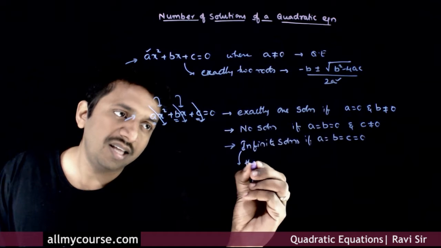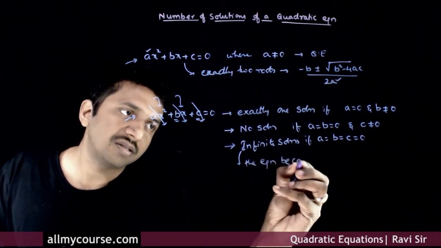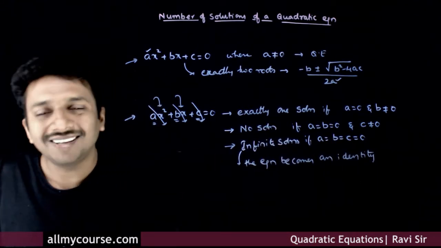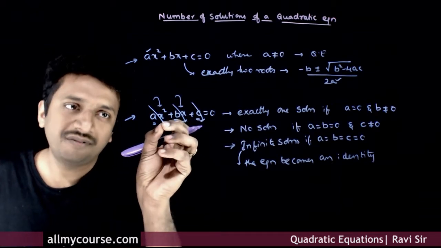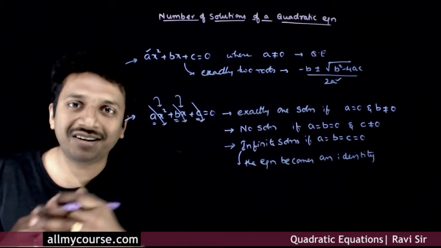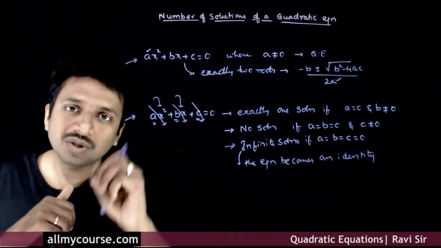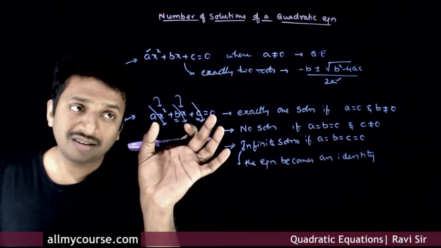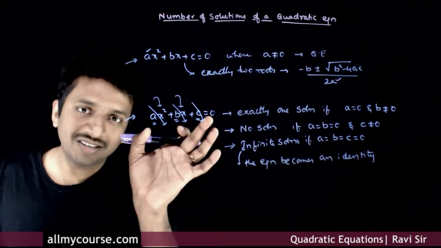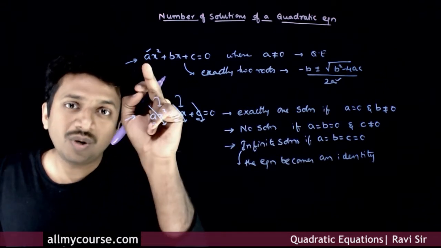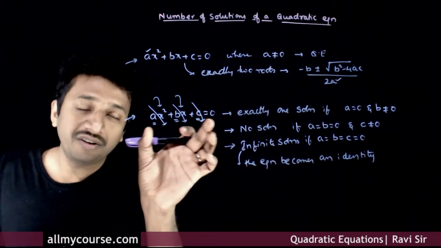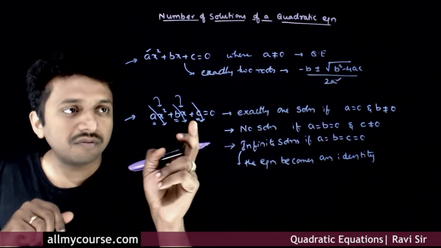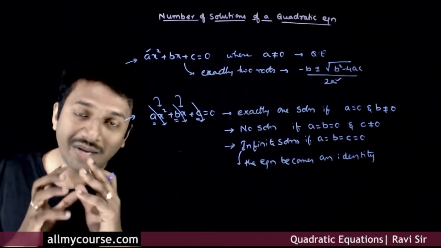In this case, we say that the equation becomes an identity. That is, the equation is valid for every value of x. That is called an identity. That is a formula: 0 into x square plus 0 into x plus 0 is always equal to 0. So if an equation looks like a quadratic, I won't say that this is a quadratic equation. Only if a is not equal to 0, then it is called a quadratic equation. So if an equation of this form has to be an identity, then all the coefficients have to be equal to 0. Sometimes you'll be given a question like this.